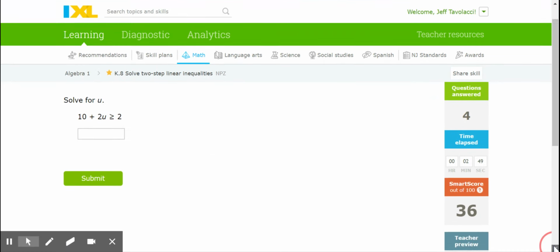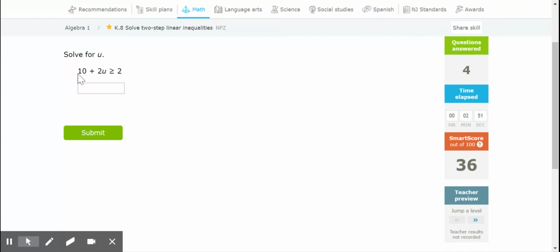Okay, in this one, 10 plus 2u is greater than or equal to 2. We would subtract 10 from both sides. 2 minus 10 is -8. We would divide the -8 by 2, and we get -4. Since we're dividing by a positive, it does not flip the inequality.